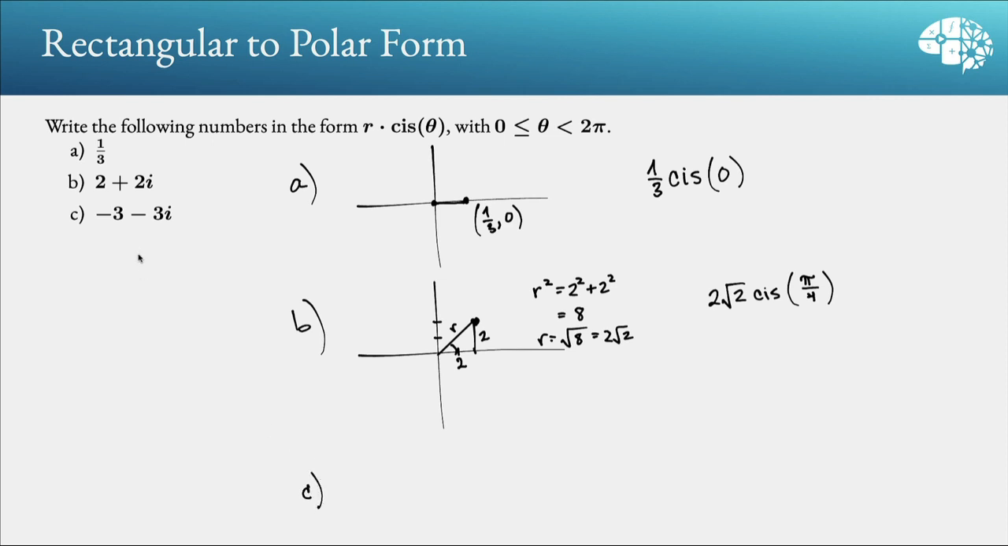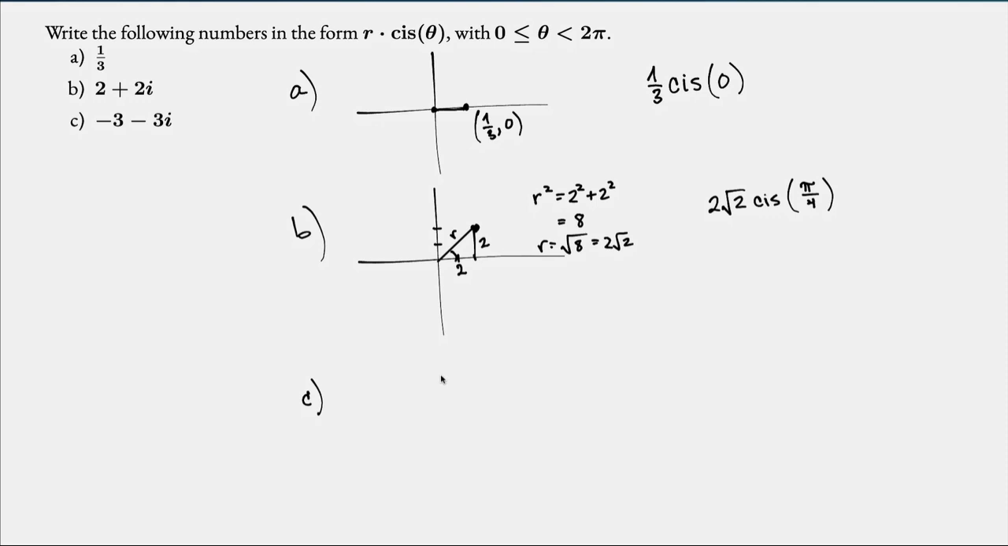For part C, again, we'll go ahead and sketch our point, -3 in the horizontal and -3 in the vertical. That gives me a point there. And so that length right there, that r, again, I'm going to use the Pythagorean theorem. So I've got a length here of 3 and 3 there. And so r squared is equal to 3 squared plus 3 squared, which is equal to 18. And so r is equal to 3 root 2.